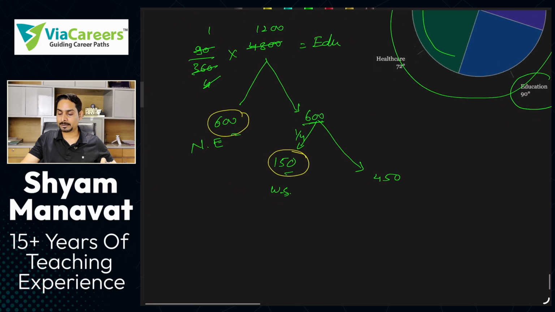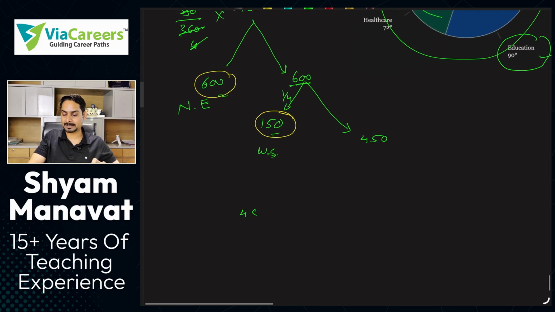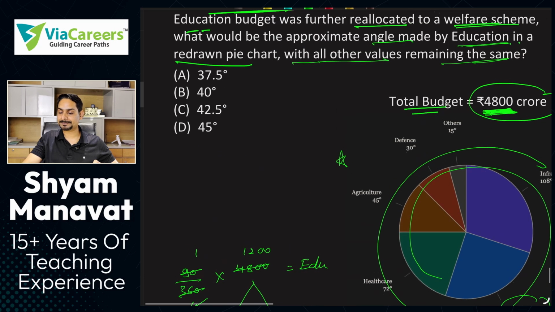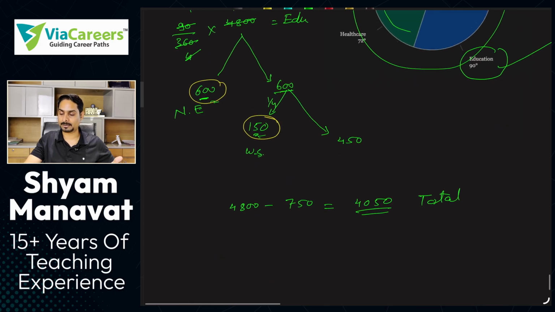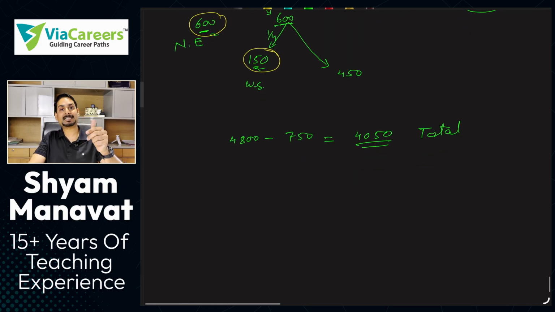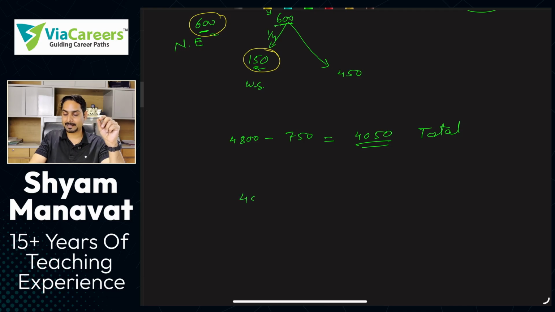सो हियर टोटल बजट इज 4,800. नाउ the amount which is given away is 600 plus 150, which is 750. So amount which is left is 4050 in total. Question is, find what will be the angle made by education in the new drawn pie chart. So angle made कैसे निकालोगे आप? Percentage कैसे निकालते? This is the education which is left, still with education left.